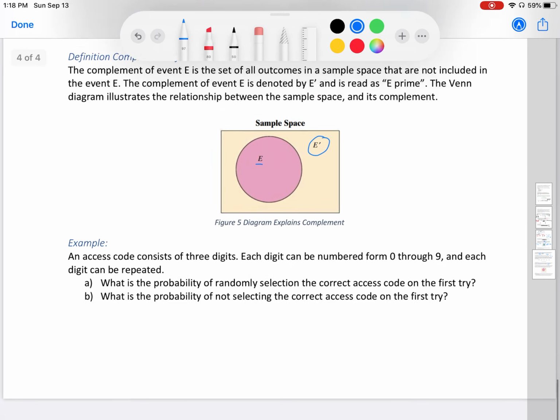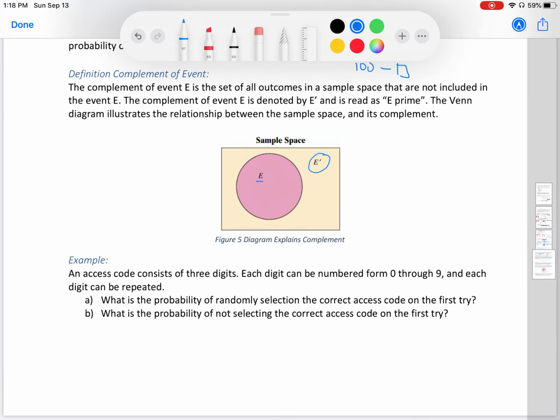Let's do an example. An access code consists of 3 digits. Each digit can be numbered from 0 through 9, and each digit can be repeated. Okay, so we did a problem that's kind of like this. So we see we have numbers 0 through 9. That's 10 different options, and we have 3 digits to fill out.